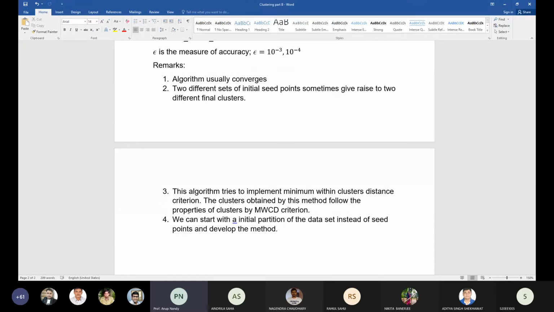Now in MacQueen's K-means algorithm, you follow step 1 as mentioned before, then step 2 as mentioned before. These are the same things, only here you need to consider the difference between these two things. So these are the things in the K-means algorithm.